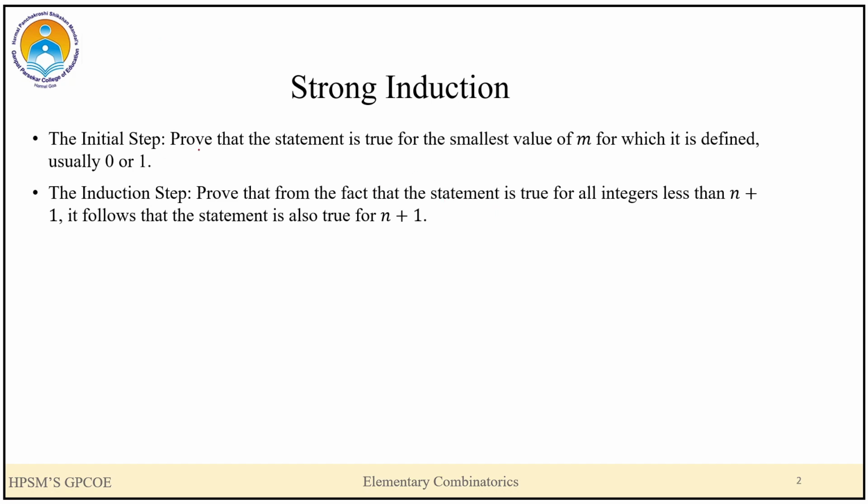The initial step is we prove that the statement is true for the smallest value of m for which it is defined, usually 0 or 1. The induction step proves that from the fact that the statement is true for all integers less than n plus 1. So this is important over here. For all the integers less than n plus 1. So basically we are talking about all the integers which are less than or equal to n. We assume that the result is true and we are trying to prove the statement for n plus 1.